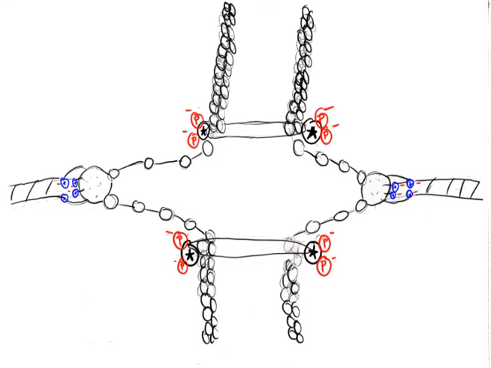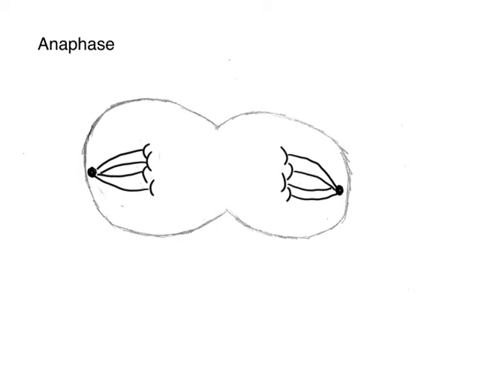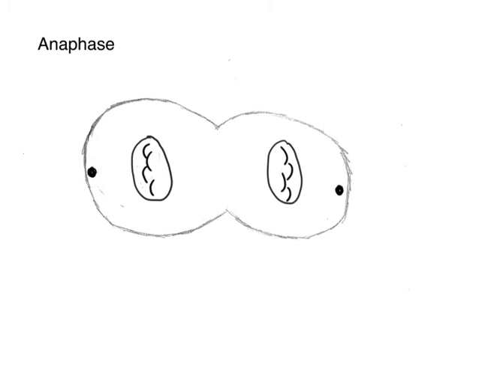When correctly bi-oriented, the tension is generated and the kinetochores are stretched 800 nanometers. This stretching forces the smaller cohesin rings to slide away. The kinase is pulled away and is no longer in contact with the kinetochore. The phosphates cannot break the attachment. Once all chromosomes have achieved bi-oriented attachments, the cells are able to move into anaphase, cleave the cohesin holding the chromatids together, and complete cell division.